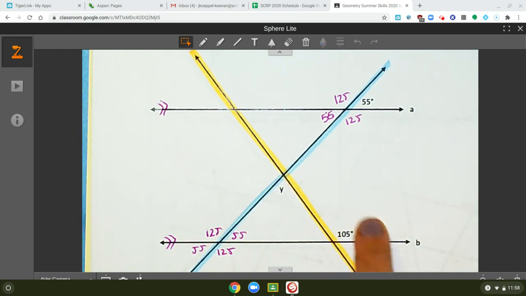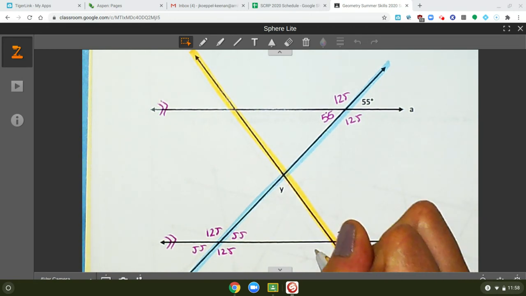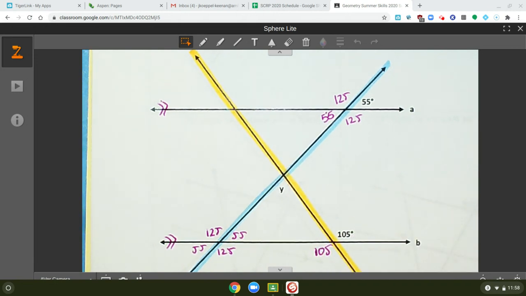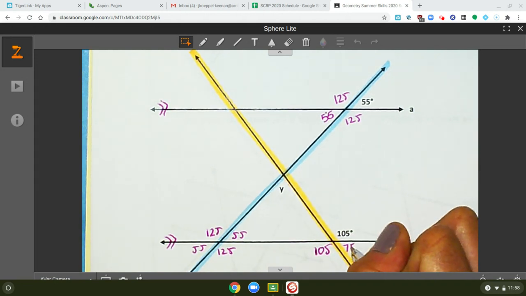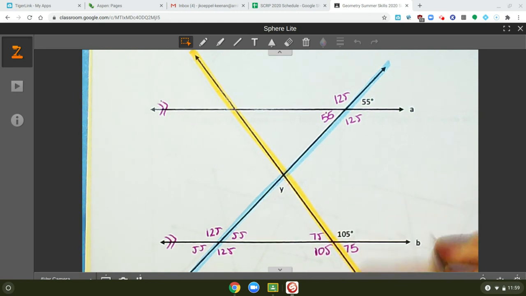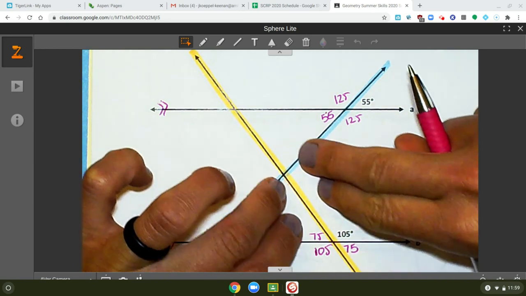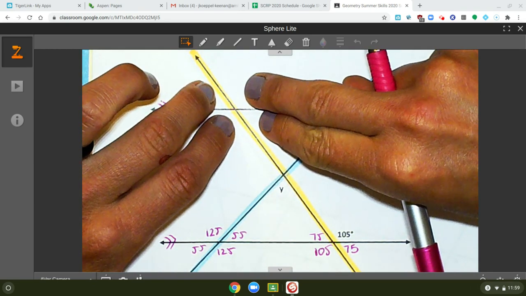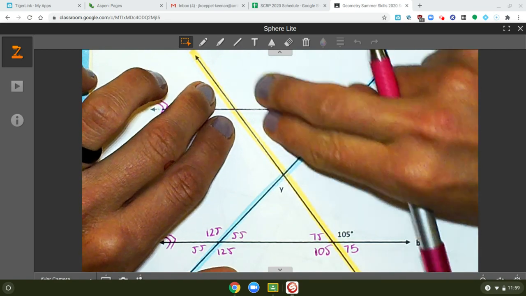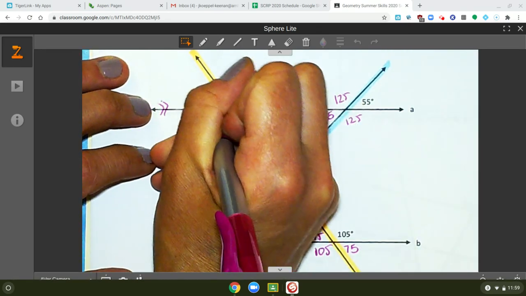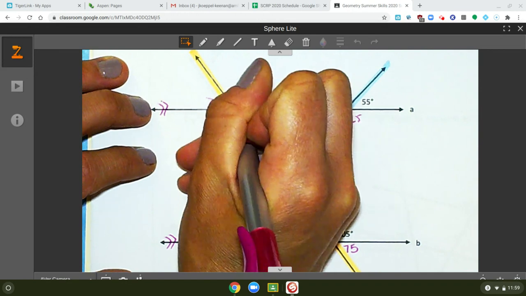Now let's look at the other transversal. If this angle is 105, its vertical angle is 105, which means its linear angle, 180 minus 105, is 75. Now I can take those angles, slide them all the way up the orange until you get to the parallel line. Don't stop in the middle, go all the way to the parallel line, and you can match them up.